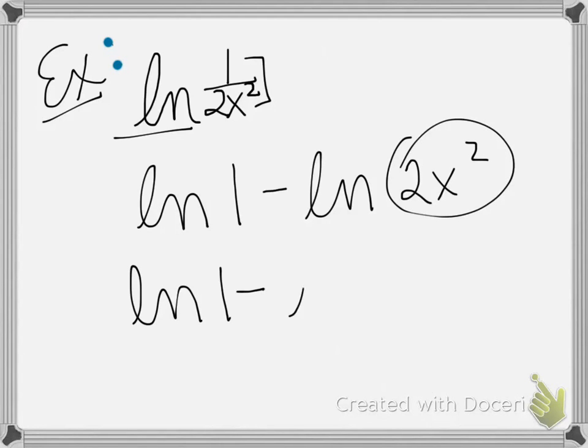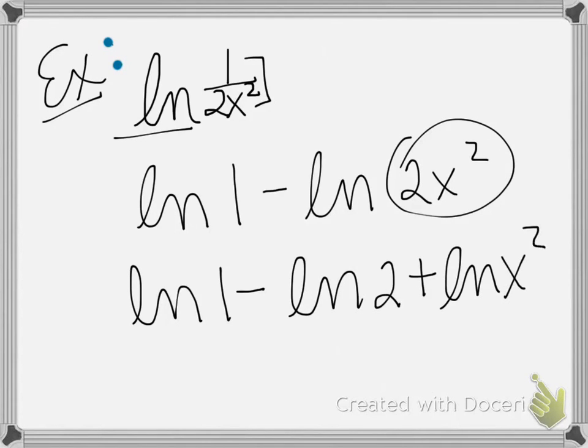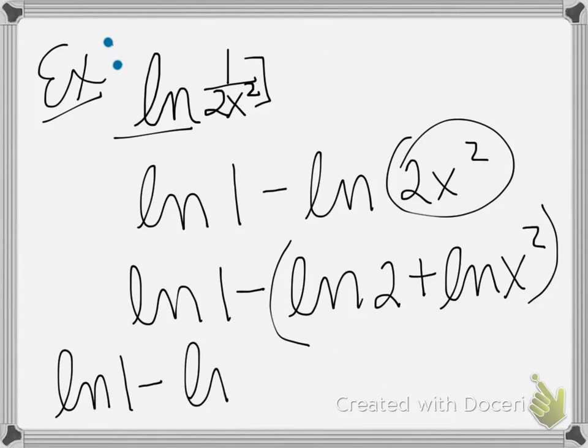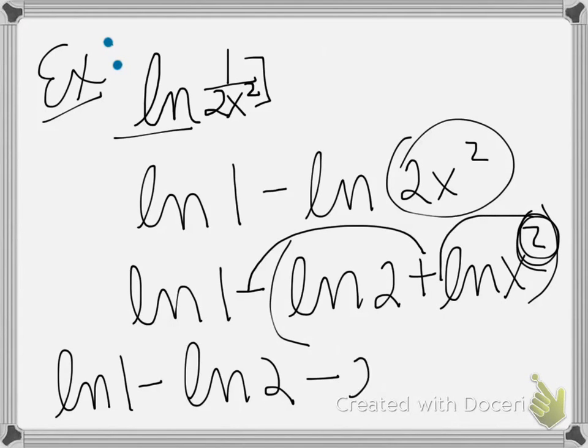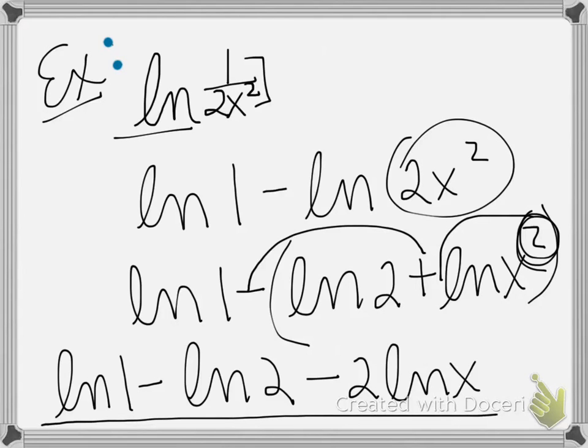Then I'm going to take ln 1, and I'm going to break up the 2x squared, so I have minus ln 2 plus ln x squared. But remember, they were together, so I'm putting parentheses around this. So then I have ln 1 minus ln 2 minus, because the negative distributes, and then ln x squared has an exponent, so we're going to move that to the front and have 2 ln x. So my solution is ln 1 minus ln 2 minus 2 ln x. That is my fully expanded logarithm.